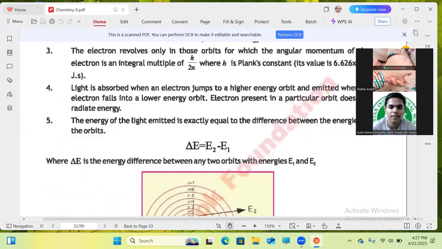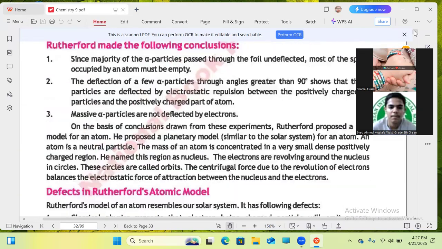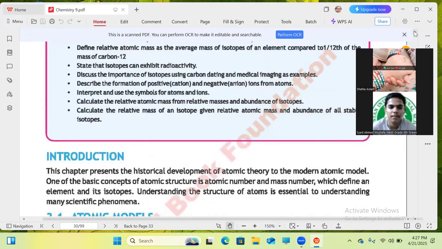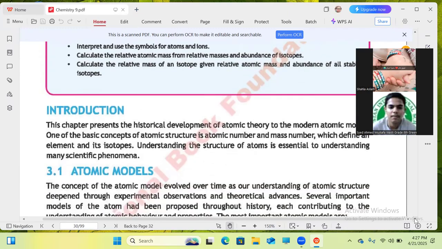So what did we learn in our chapter number 3? We have many things. That chapter was named atomic structure. Meanwhile, the structure of an atom is the basic part we are studying in our chapter. Am I right? So here was a definition about atomic models.